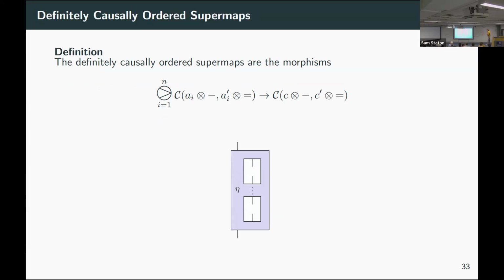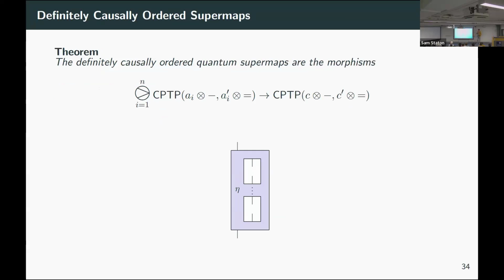And then we can now introduce a definition using the other tensor product for these causally ordered but black box supermaps, using this other sequential tensor product. And again, if you apply this to the category of completely positive trace preserving channels, you recover exactly the causally ordered quantum supermaps people in the quantum literature would usually talk about.